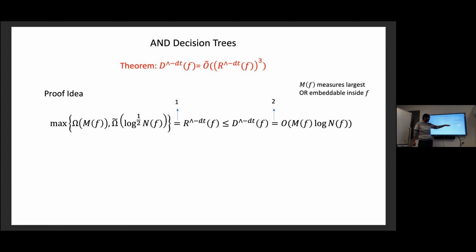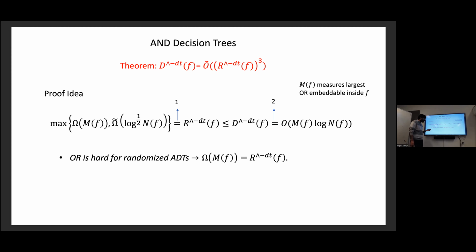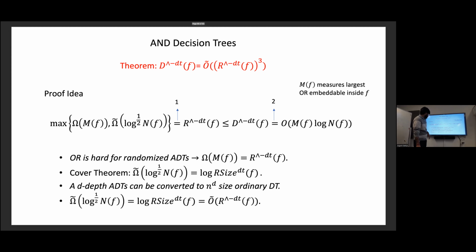And in the other direction, we showed an Aaronson-Fortnow type result, where we say that if you cannot embed a large OR inside the function and your cover number is also small, then the deterministic AND complexity is going to be small. Okay. As I said, OR is hard for AND decision trees, and the cover number. So one thing I want to say at this point.